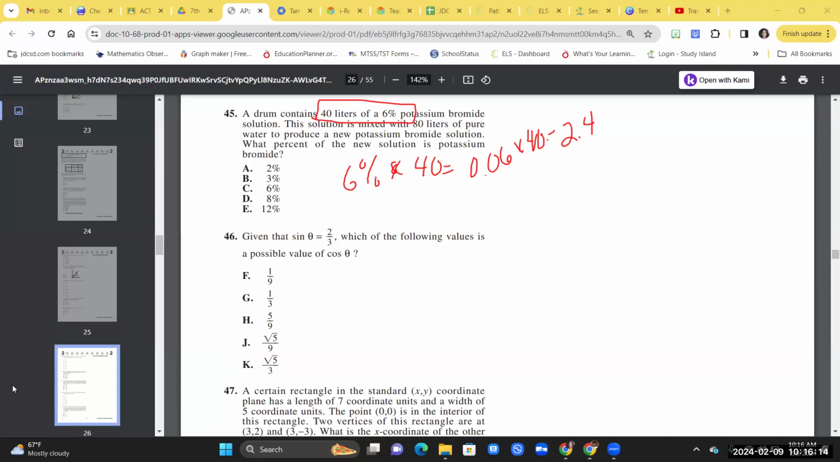All right, they mix them together. So 40 plus 80 will give us 120. And we're trying to find the percent of the new solution. So we know that's percent of 120 in the new solution, and it should equal that value, 2.4.